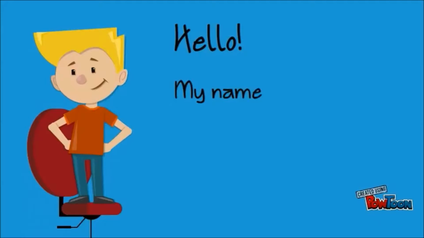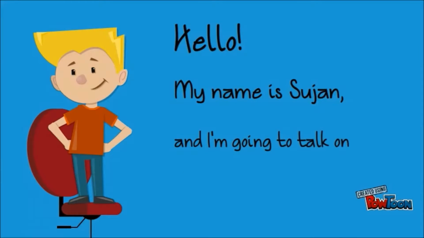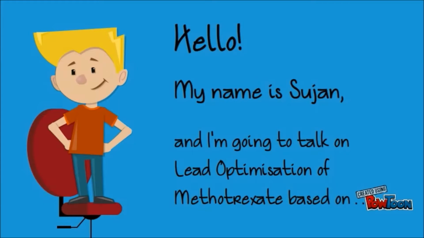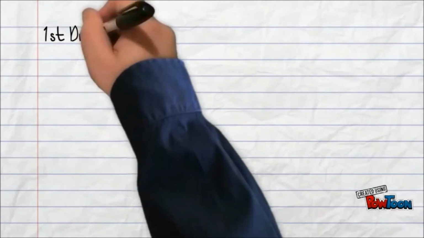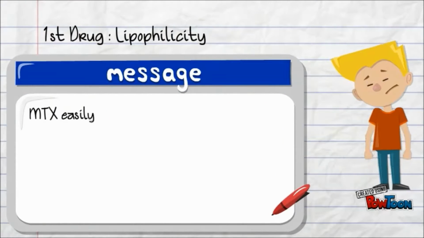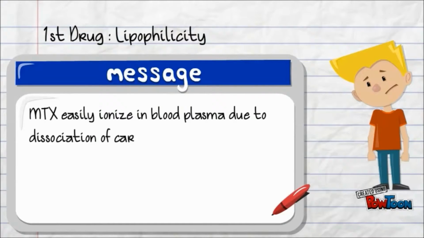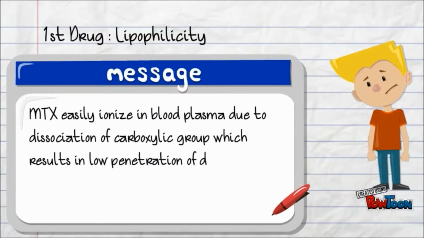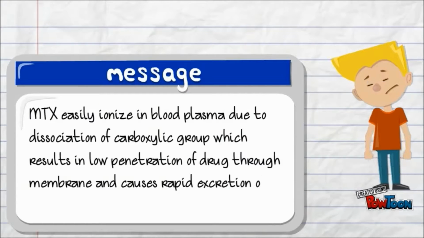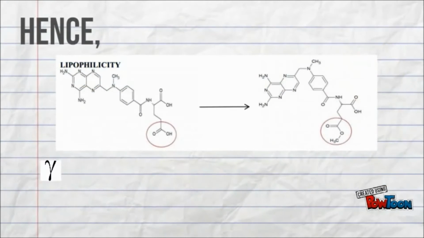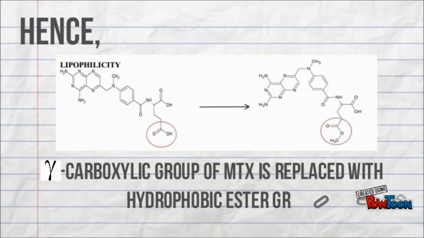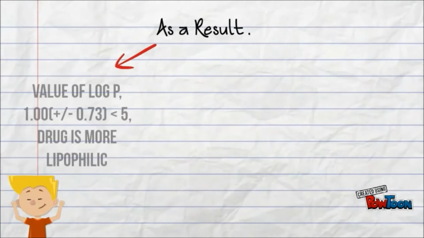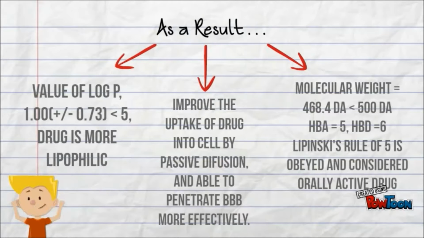I am Sujan, and I'm here to talk about lead optimization of methotrexate based on lipophilicity and steric effect. First drug is on lipophilicity. First of all, here's something you should know. So, the gamma carboxylic group of methotrexate is substituted with a hydrophobic ester group. Due to that, the drug becomes more lipophilic, the uptake of the drug into the cell is improved, and Lipinski's rule of 5 is obeyed.